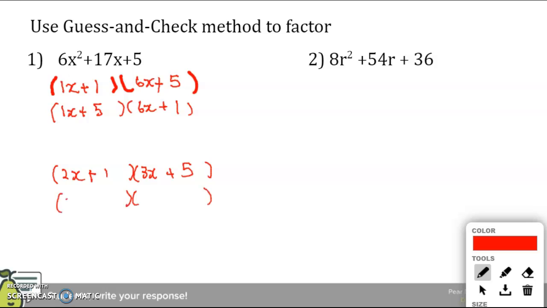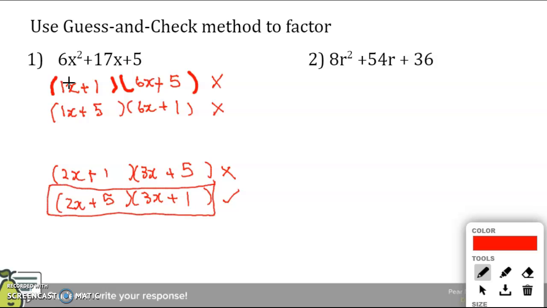It could be 2x plus 5 and 3x plus 1. Okay, so in this case, 2 times 5 is 10, plus 3 is 13. 13 is not 17, so that's no good. All of these were no good. 2 times 1 is 2, and 3 times 5 is 15. 2 plus 15 is 17. So this is the combination that works. So this is my correct answer.